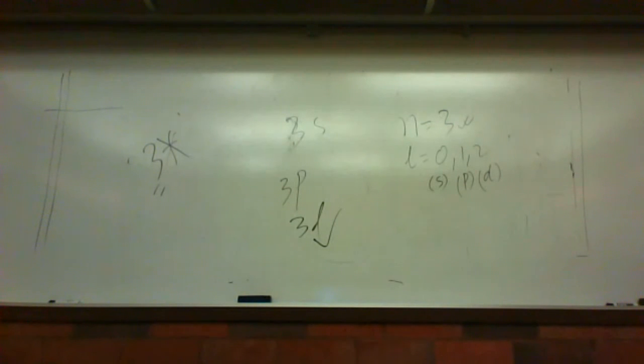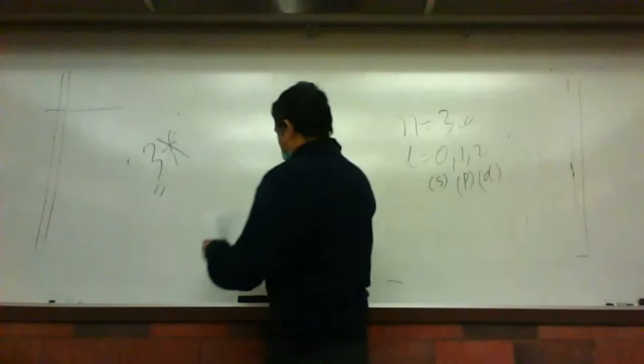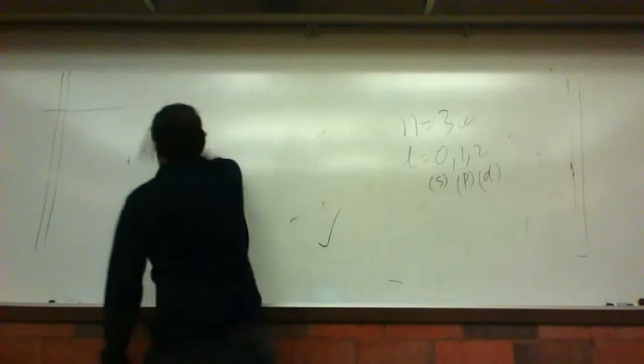Now, which of the following sets of quantum numbers correctly represents 4p? So I'm in question number 2. Let's talk about the 4p.